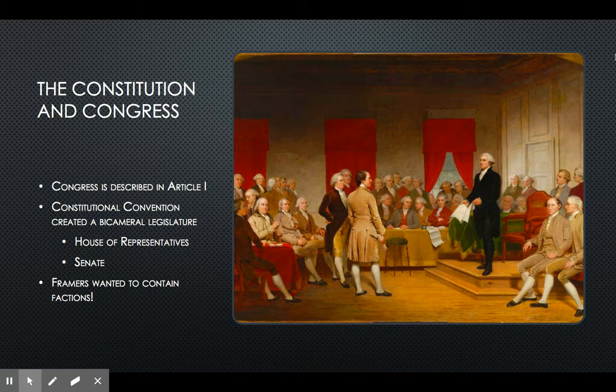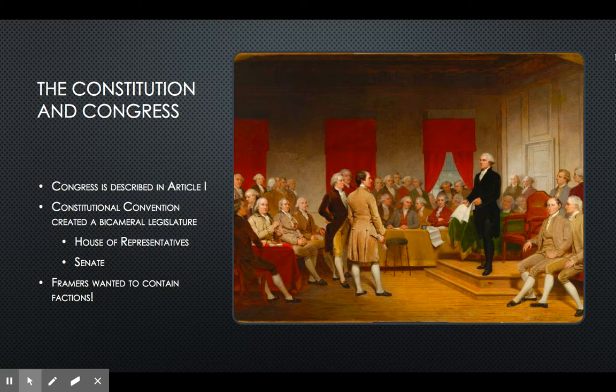So Congress. Congress is described in Article 1 of the Constitution, and that's because the founders knew that Congress was going to be the most important part of this new government. So keep that in mind, that Congress is first in the Constitution. So Article 1 is Congress, Article 2 is the President, Article 3 is the Supreme Court.